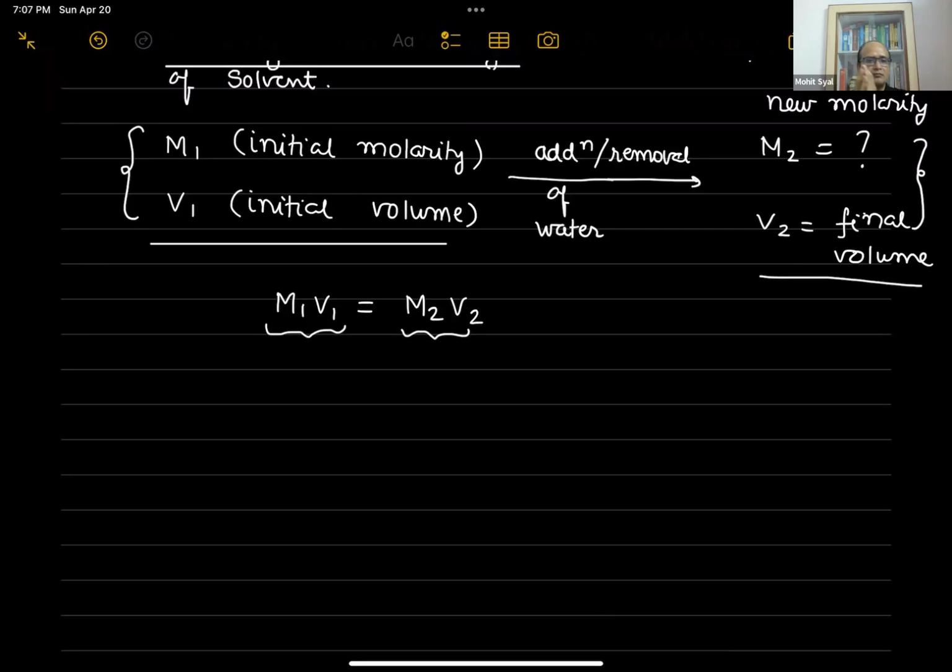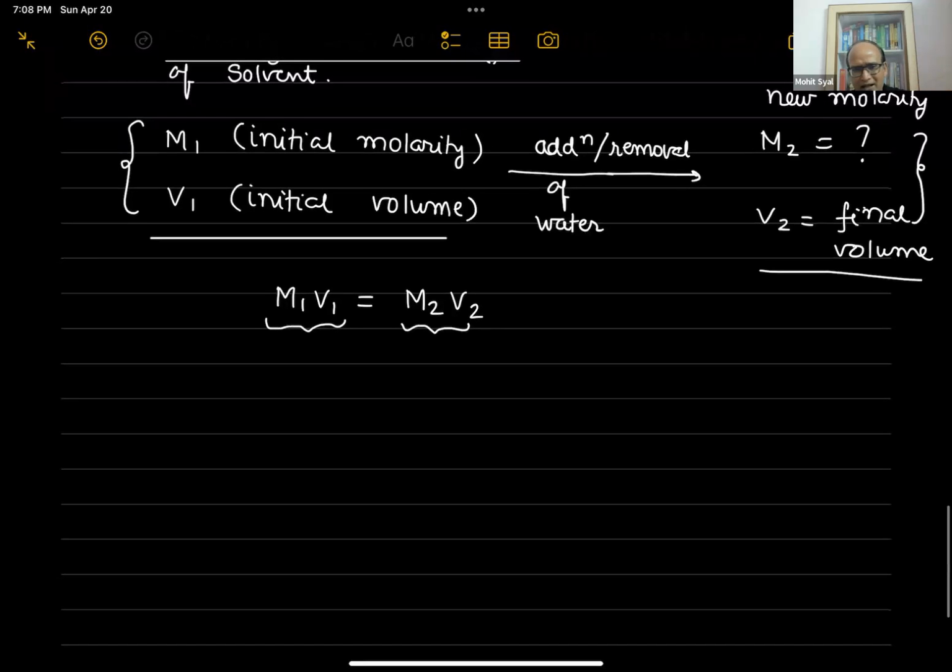when you have initial molarity and initial volume given, and the final molarity needs to be found out, and you are provided with the final volume, which you can make out from how much water is added. They will give you that in the question. Let me take an example. Suppose a 2 molar NaOH solution is there.